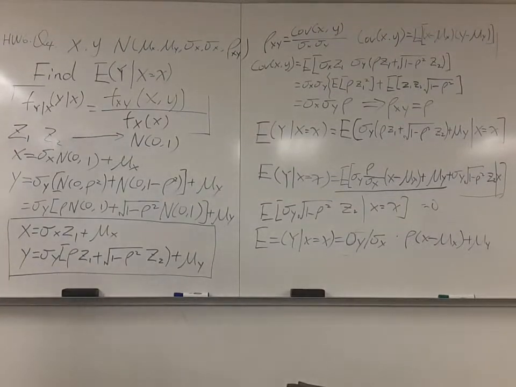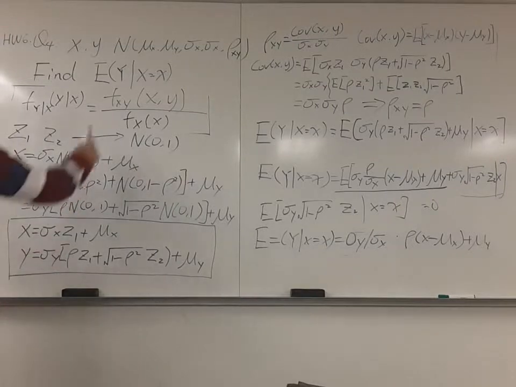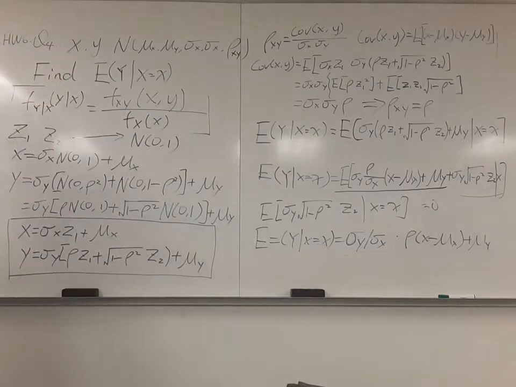Okay, today I will talk about question 4 in homework 6. In that problem, we already know X and Y have this relationship. It's Gaussian. So we will find E[Y | X = x].